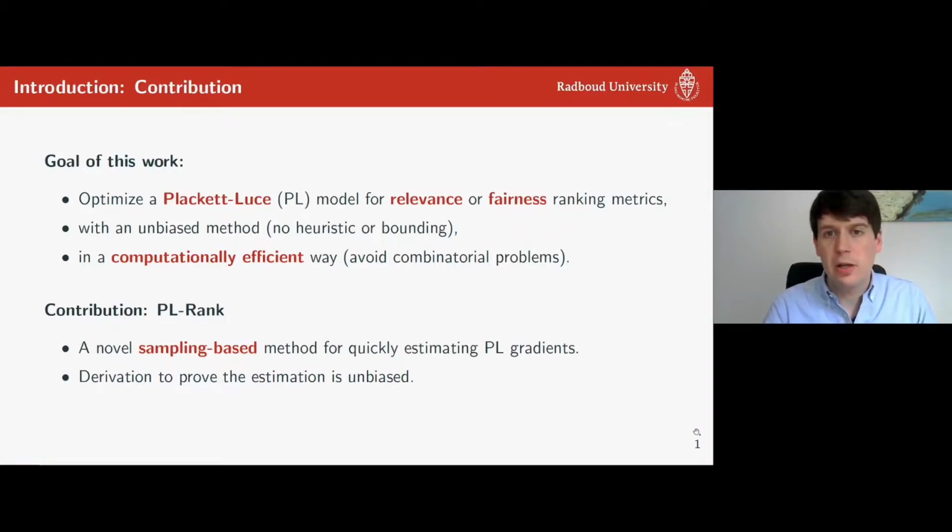So, to optimize these models with respect to metrics that are either about relevance or fairness of rankings, I wanted an unbiased method. So I didn't want to rely on heuristics or on bounding, but to find something that in expectation will give you the real gradient so that you can do stochastic gradient descent in an unbiased way.